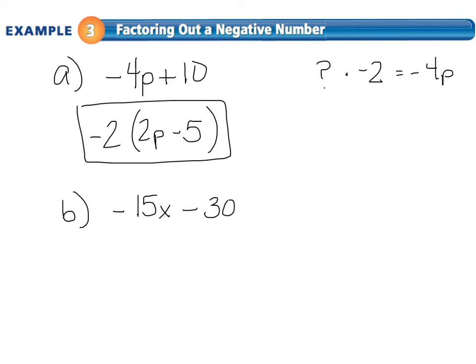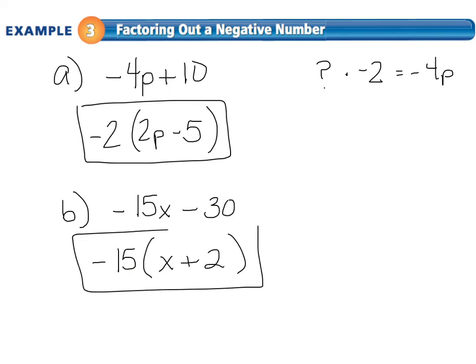Well, because the first term is negative, we have to factor out a negative. What is the greatest common factor of 15 and 30? It's 15. So if you take negative 15x divided by negative 15, that's going to give you positive 1x. Negative 30 divided by negative 15 gives you positive 2. So my answer would be negative 15 times x plus 2. Our last example is C.